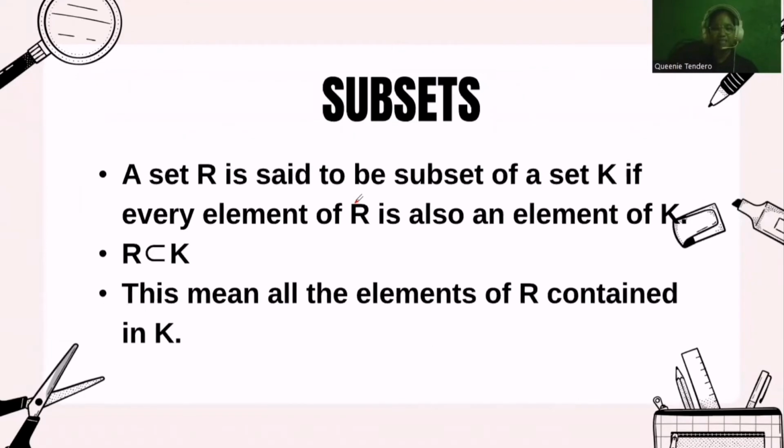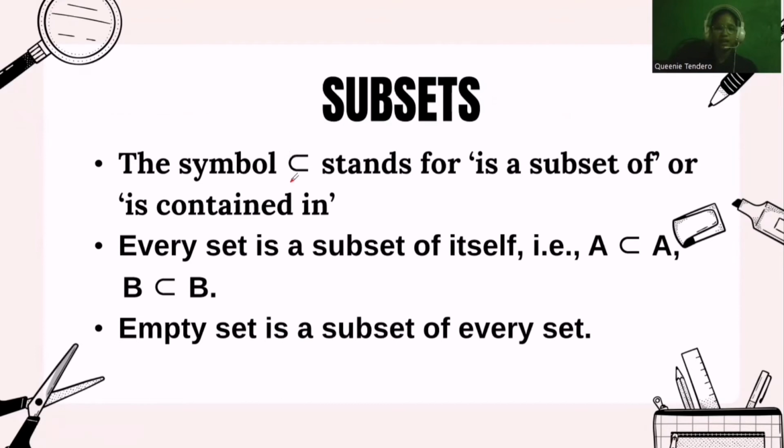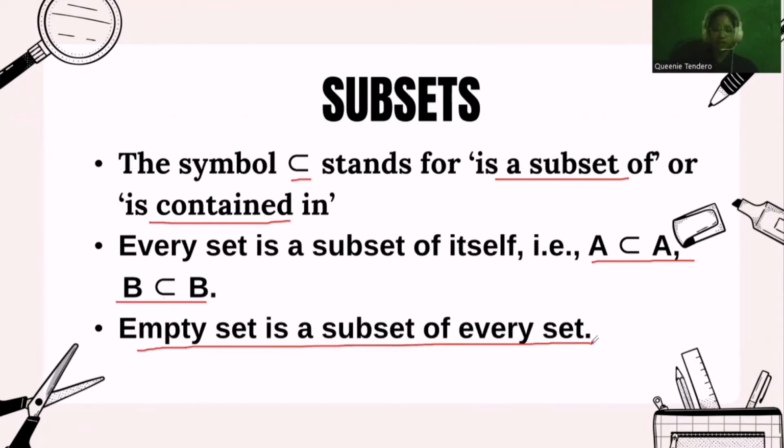Okay, for subset, please read, Mr. Garita. Thank you so much. So a set R is said to be a subset of K if every element of R is also an element of K. This means all the elements of R are contained in K. This symbol here stands for is a subset of or is contained in. Every set is a subset of itself. We have here A is a subset of A and B is a subset of B. An empty set is a subset of every set.